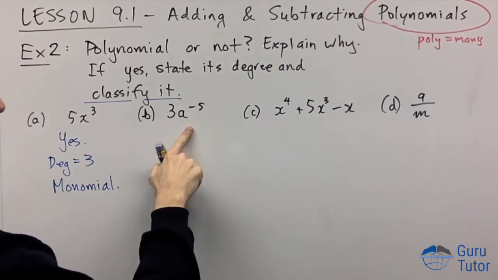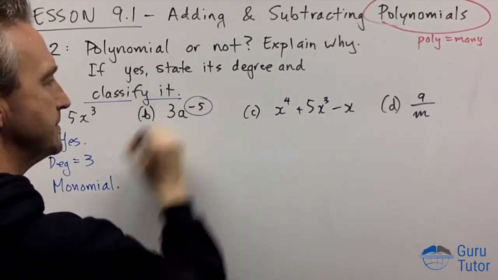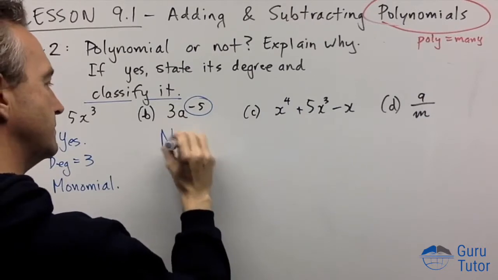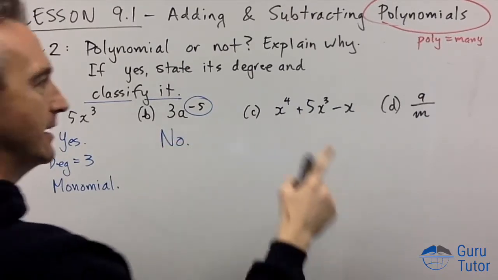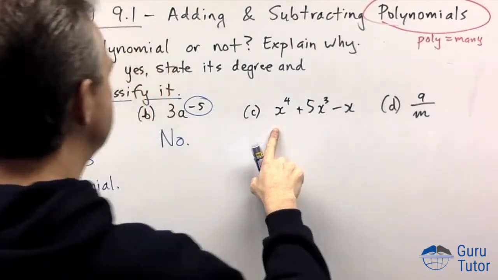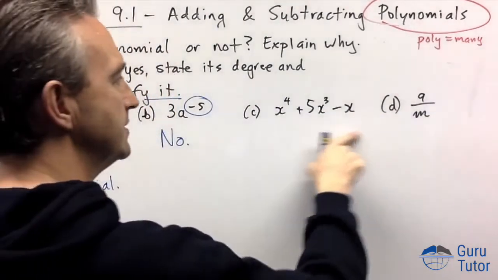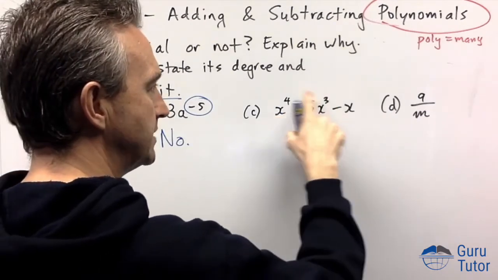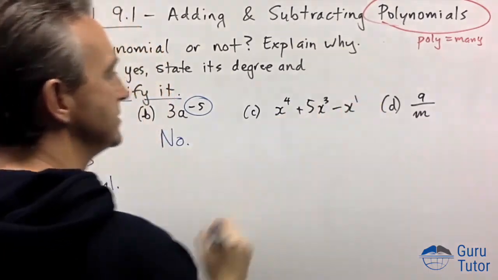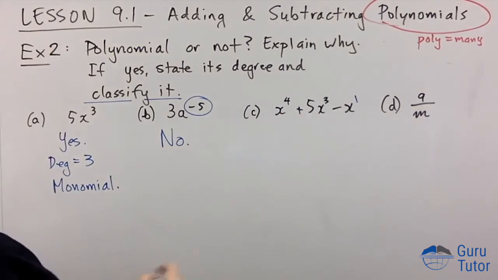B, this one. Is this a polynomial or not? We have a negative exponent, so that's a no. It's not a polynomial. That one's done. C, this one here. State is this a polynomial or not? Yes, it is. We've got only positive exponents here. That's a 1. That's okay. So that's a yes.